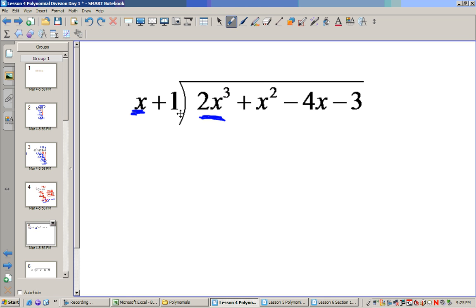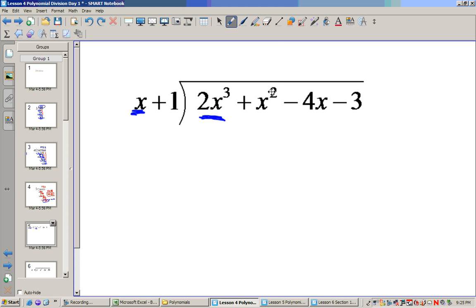A lot of people struggle with that. They don't know how that works out. So how many times does x go into that? What times x gives us 2x to the third? That answer is 2x squared.